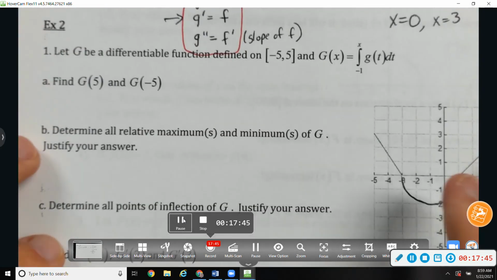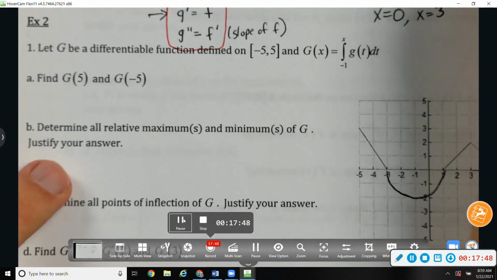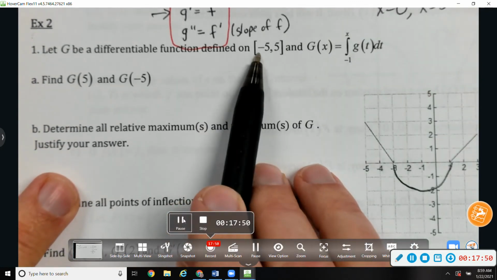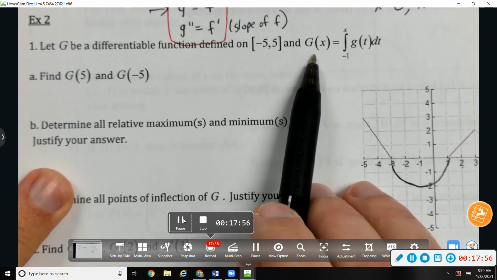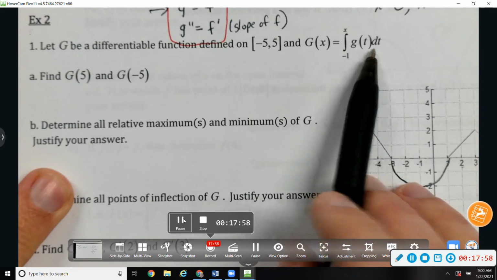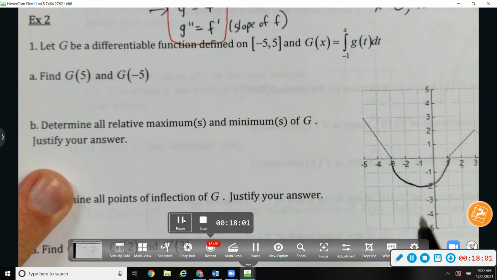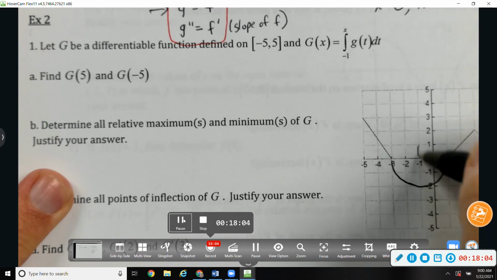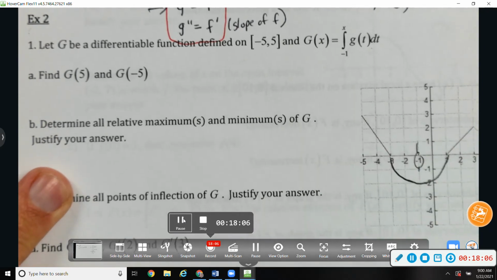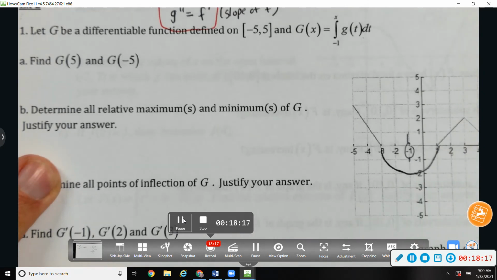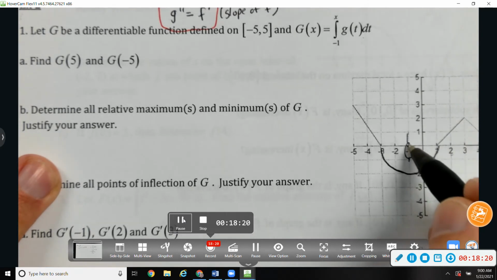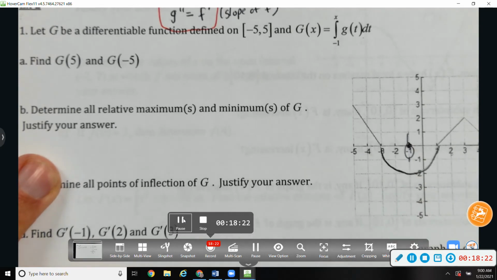Let's try another one. Let g be a differentiable function defined on -5 to 5. Here's our picture. Such that g is the area from -1 to x. Okay, so we got to be careful this time. We're starting at -1, kind of our starting point here. Which is good, because if they started this one at 0, we wouldn't be able to do the problem, because you'd be looking at a piece of a circle that we don't know how to find the area of. So they put it at the middle, the center of that circle, so we'll be able to find areas.